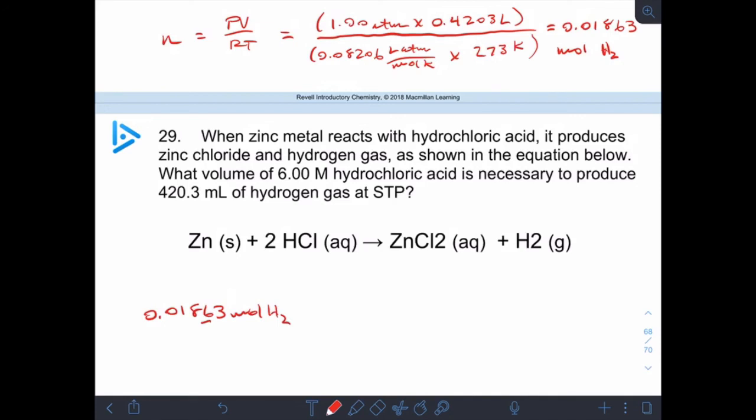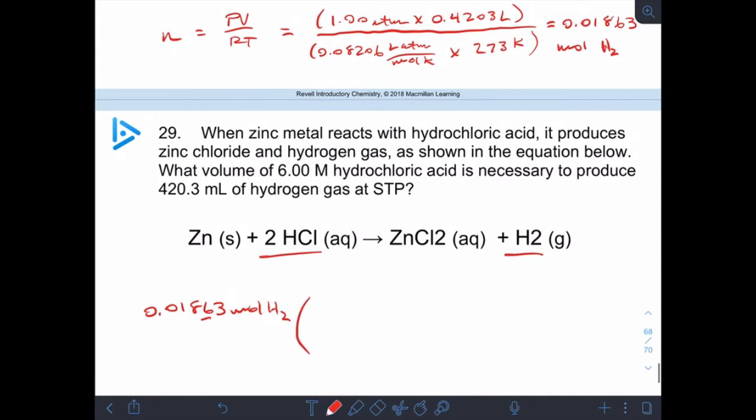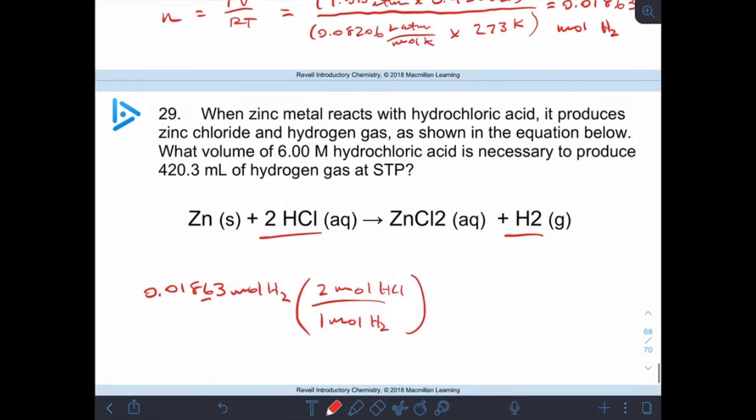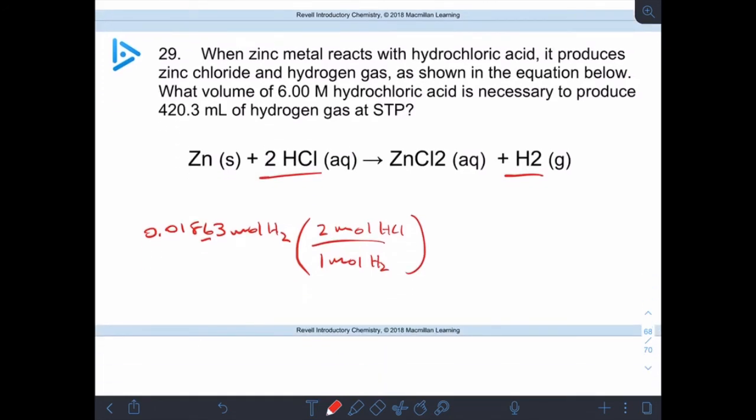Moles of H2. Right, now I'm in moles, so I can go straight to moles of the other things. So I'm going from moles of H2 to moles of HCl. Right, so there's 1 mole of H2 gas for every 2 moles of HCl. Right? So times 2. Right? So if I stopped here, I would have moles of HCl.